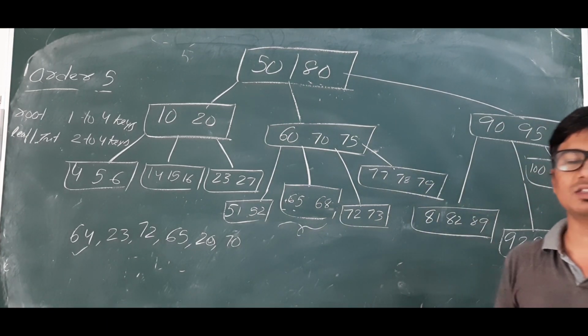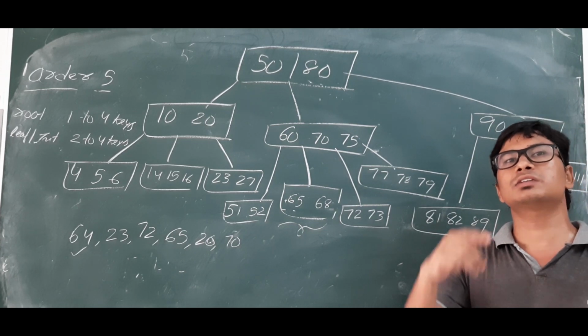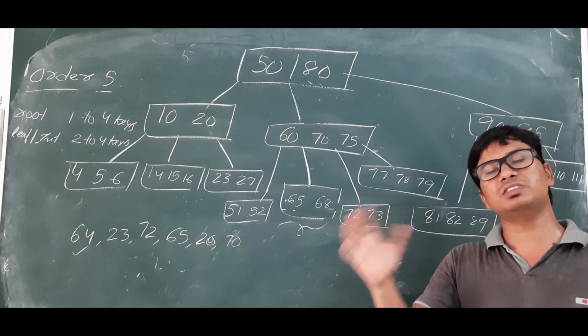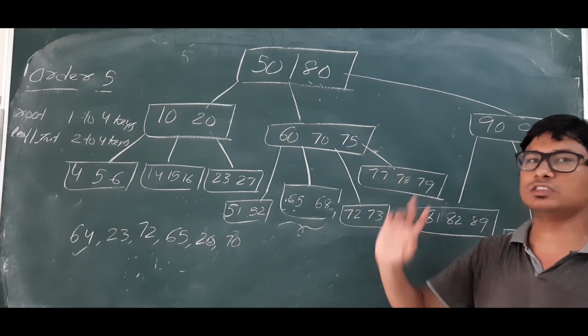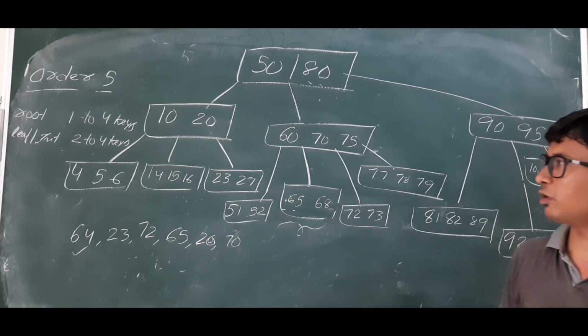So this is the one case. The first case we have discussed: if the leaf node contains more than the minimum number of keys, then you delete without any problem. So that is step 1 we have done. We have deleted the element 64 without any problem.